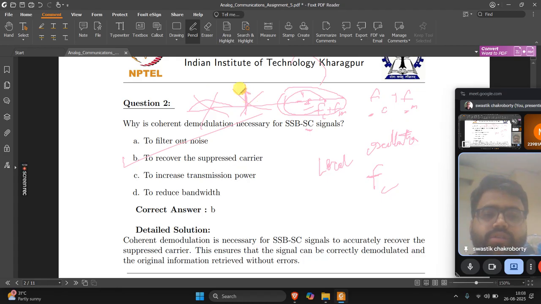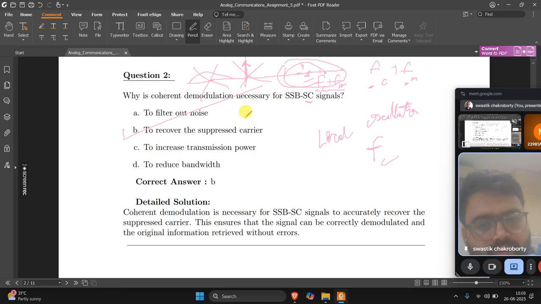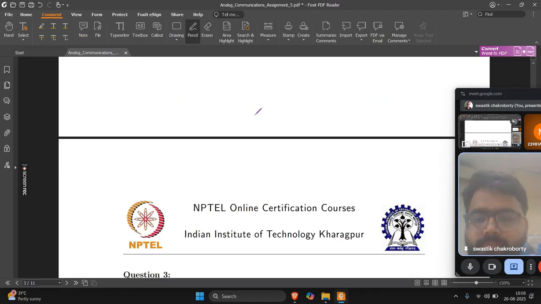So if your carrier is also present, then you can just get the carrier from the received signal itself, and then you can subtract the carrier from this sideband frequency to get the message frequency. But here there is no carrier frequency, so the carrier frequency needs to be supplied accurately externally, or else you won't be able to separate out the message frequency from the sideband frequency. So we need to recover the suppressed carrier, and that's why coherent demodulation is necessary.